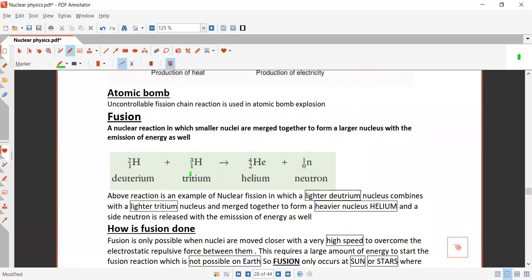Okay. Atomic bomb. It is an uncontrollable fission chain reaction, right? So if we are not able to control the nuclear reactor, it will become an atomic bomb.